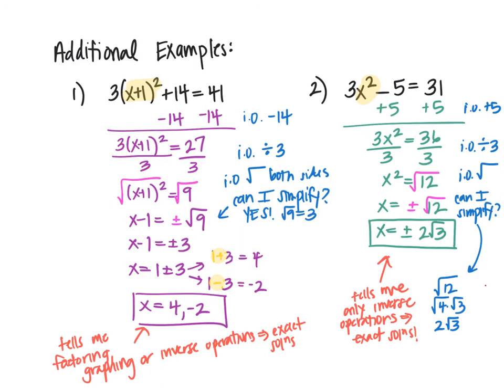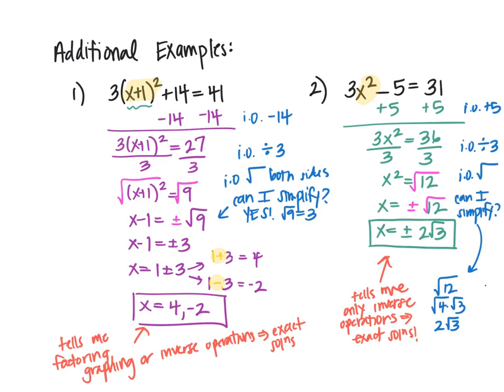Now, factoring would have been a lot of work. We'd have to expand this quadratic of x plus 1 squared, multiply by 3, and move everything to one side. We could have graphed. Again, we'd have to move the 41 to the left side. But it could be done.